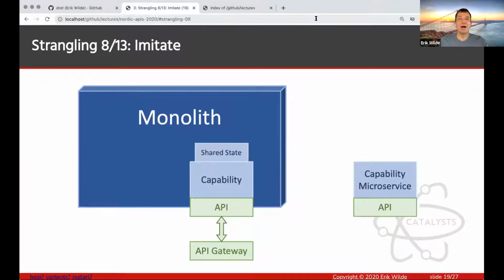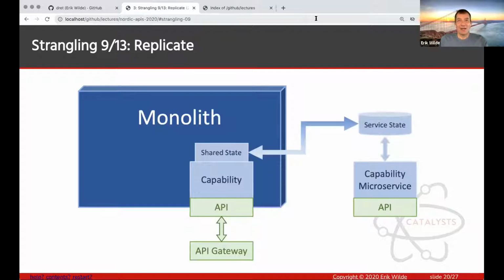Step number 8, I also need to access my microservice. And in order to do that, I should give it the exact same API as my original implementation has. So the API that you see here for both of these service implementations is the same API. That's important. Let's move on to the next step, step number 9.